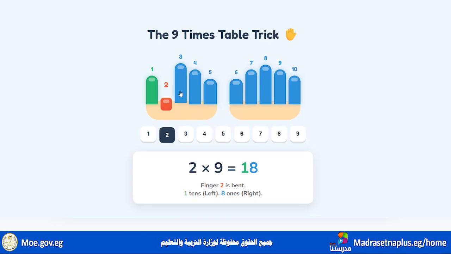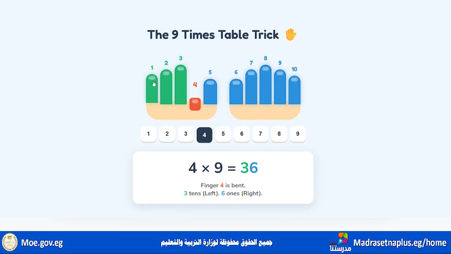In the same way, paint finger number 3. You can see 2 fingers on the left, 7 fingers on the right. That means 3 times 9 equals 27. Let's paint finger number 4.